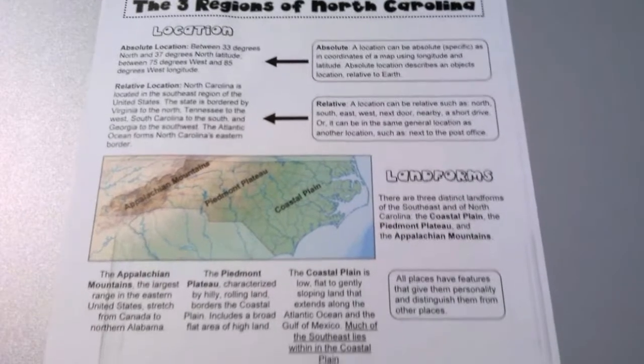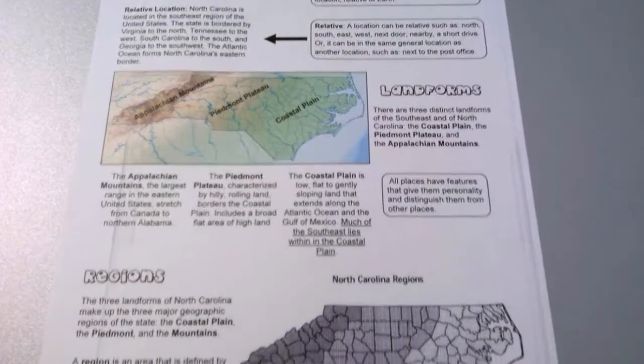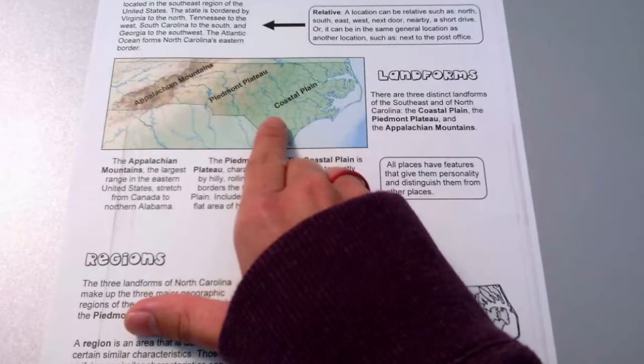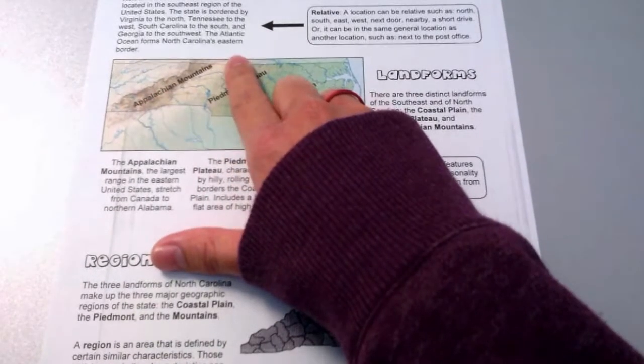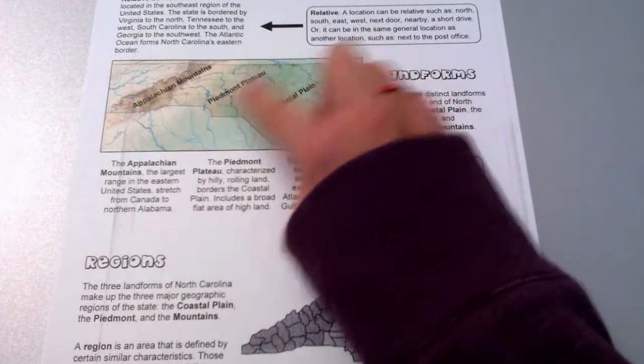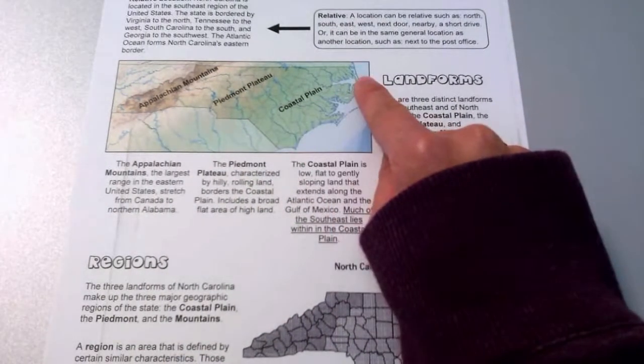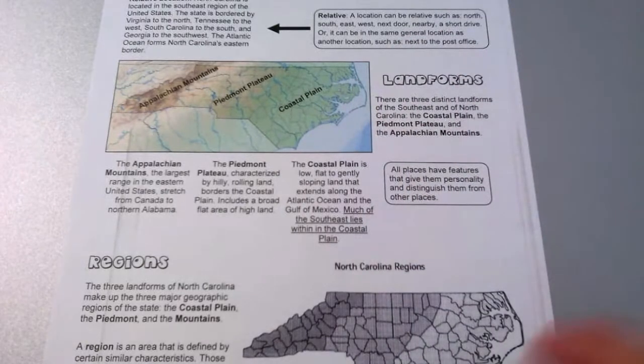So, what are our three regions of North Carolina? We have our mountain region, the Piedmont, and the coastal plains. And as you can see, my map right here is labeled. We have the mountains over here. We have the Piedmont, and this is where we live. We live in the Piedmont. And we have the coastal plains, which is down towards the beach.